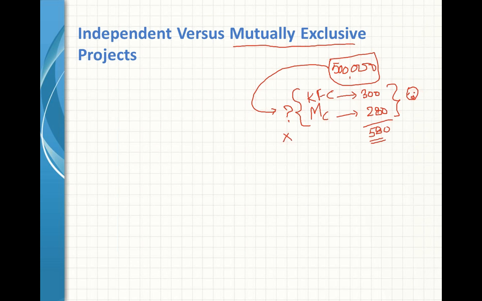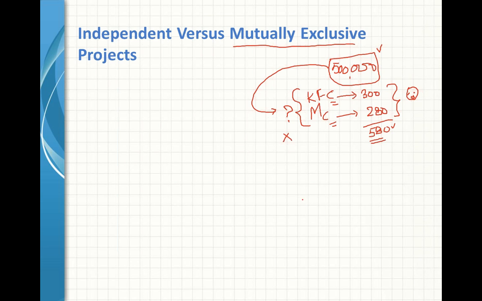But when I studied the projects, they require this money. So if I accept KFC, I will need 300,000. Yes, I can afford it. If I accept only McDonald's, I can afford it because it needs only 280,000 of investment. But if I like both the projects, as the amount available with me is only 500,000, whereas the requirement is 580, I cannot accept. Then these two projects are called mutually exclusive projects.